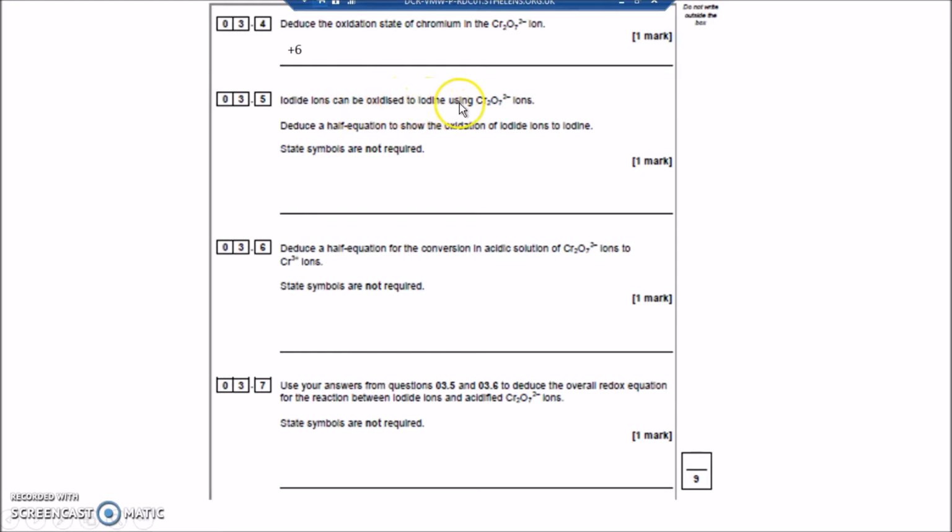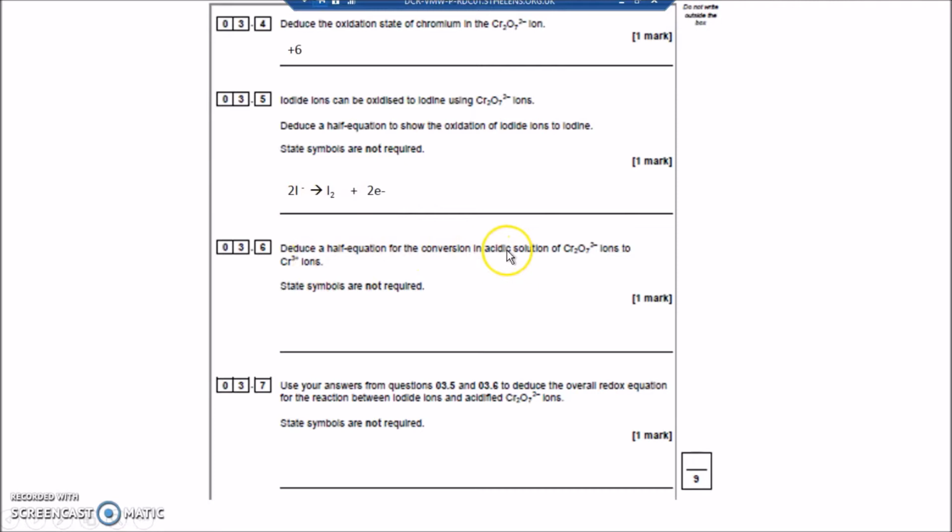Iodide ions can be oxidized to iodine using Cr2O72- ions. Deduce a half equation for the oxidation of iodide ions, I-, to iodine. Now remember, iodine is I2. The halogens pair up in twos and form a covalent bond between their atoms to fill up their outer shells. In group 7, they need to gain 1, so each atom puts 1 electron into a covalent bond, so forms I2. So we need 2 I minuses, and a half equation always has electrons. There are 2 minuses on the left hand side, so I need to introduce 2 e minuses on the right hand side to balance the charge.